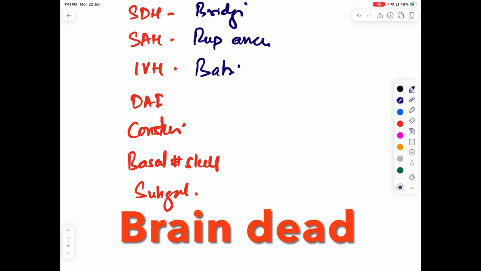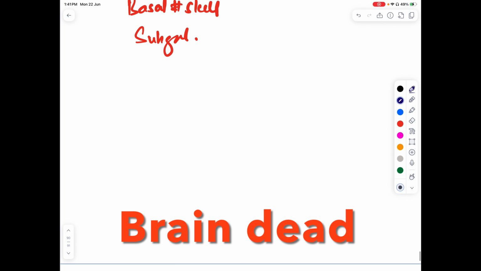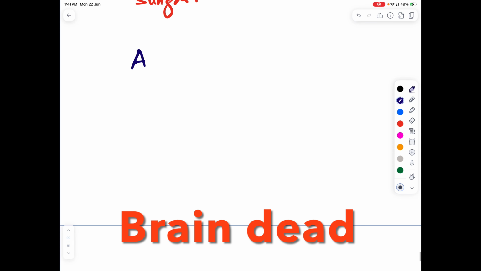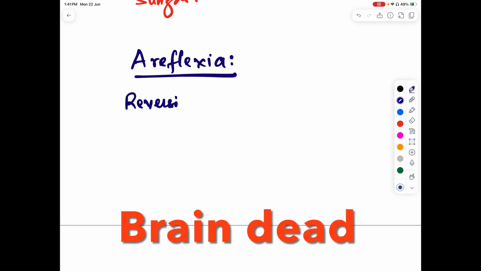So, intracerebral hemorrhage can be the most likely cause of sudden death. At what point do you assess for brain areflexia? This is talking about areflexia. At what point will you detect it? Once all reversible causes of coma or apnea are excluded.